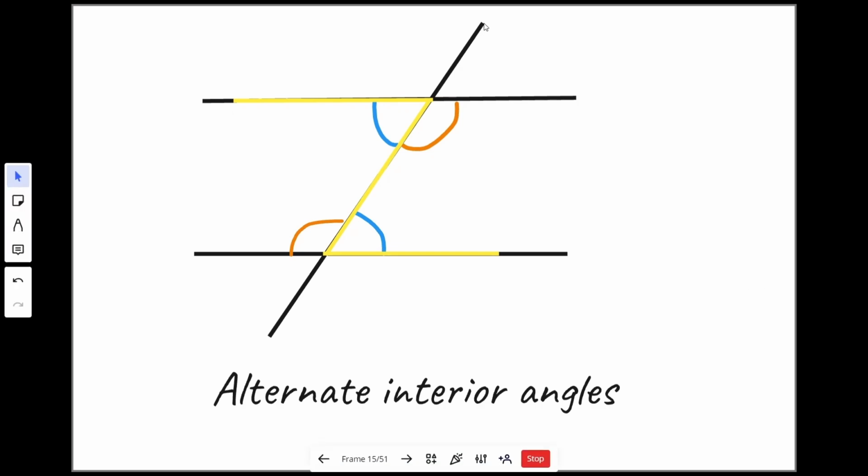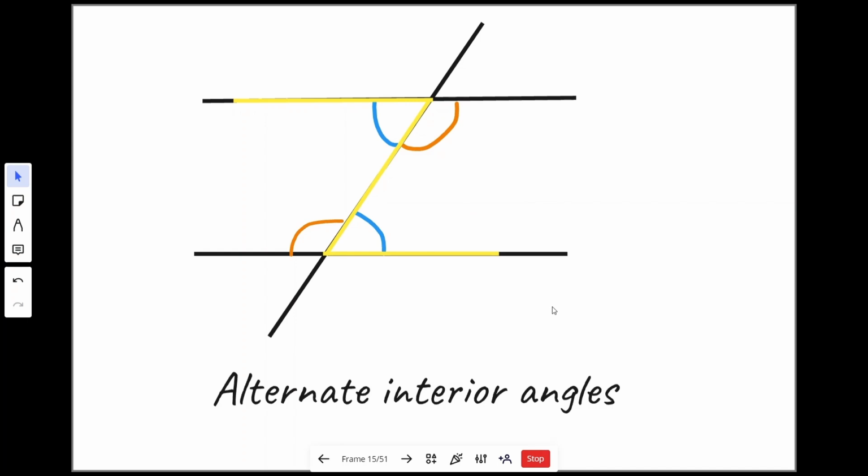So, for example, they've got this line here that is intersecting these two lines. So this line is the traversal, and by intersecting these two lines, it's creating pairs of angles, and all of those pairs of angles have names. And what's cool is that when these two lines are parallel, there's something unique that happens with those angle pairs.